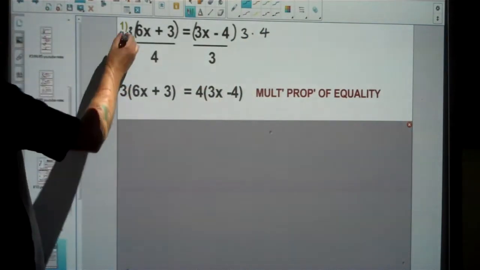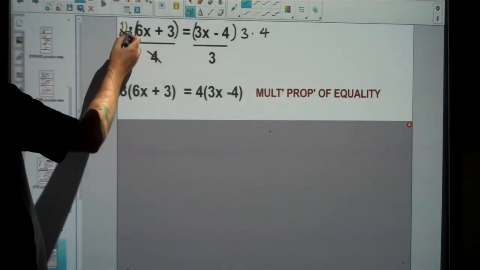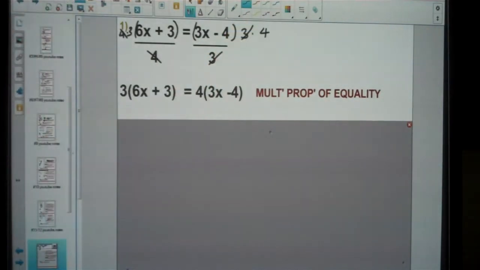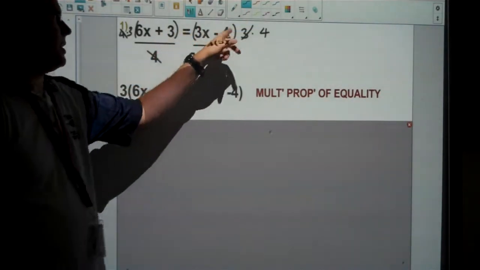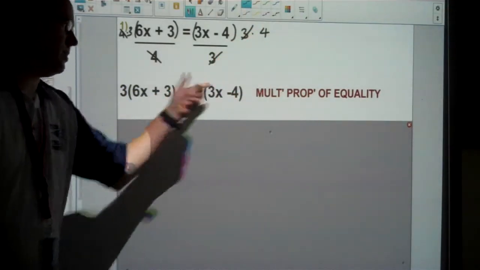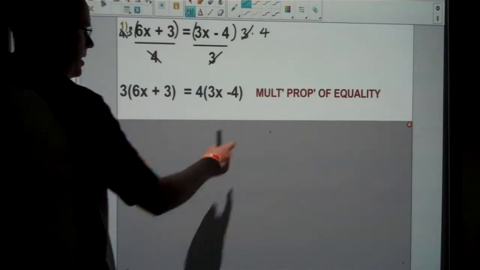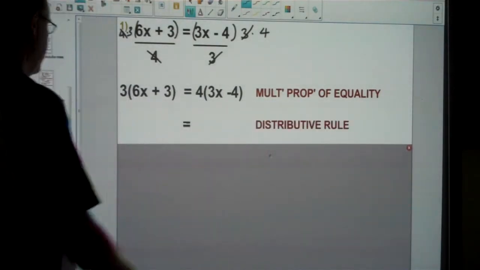by 4 here. Now the 4's will cancel, which leaves me with 3 times this, which is what you can see here. And on this side, the 3's will cancel as well. So I get left with 3x minus 4 times 4, or using my commutative rule, 4 times 3x minus 4. Now once I got to this stage, this is actually very similar to what we did in the earlier section.